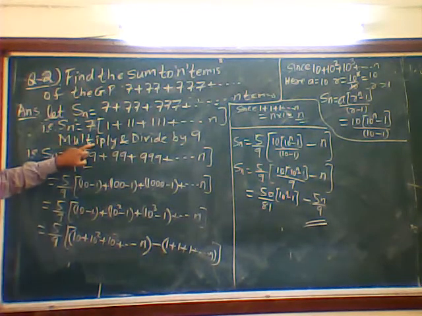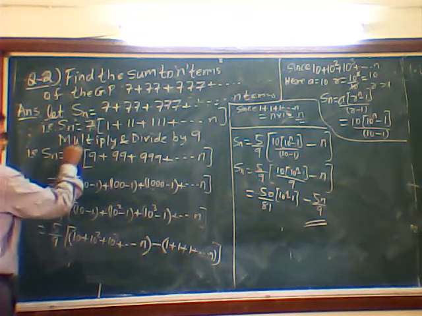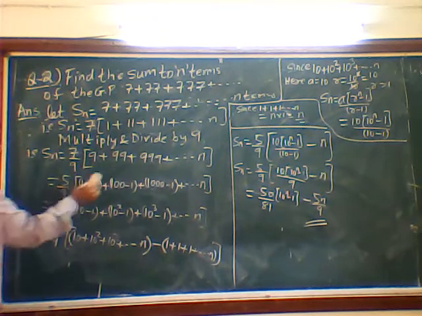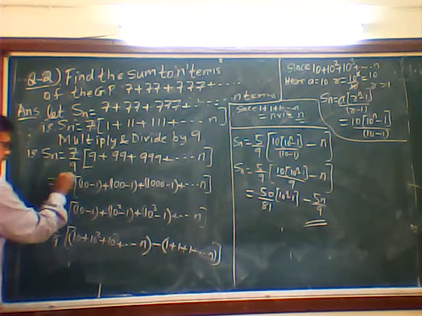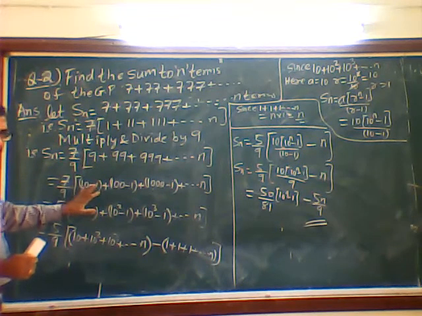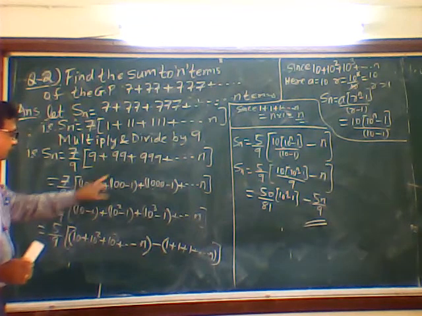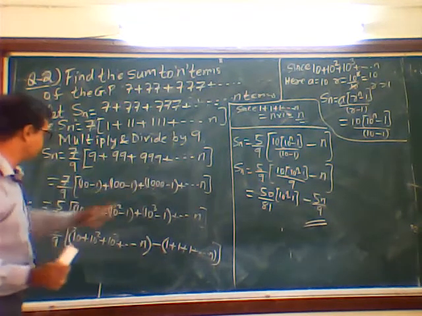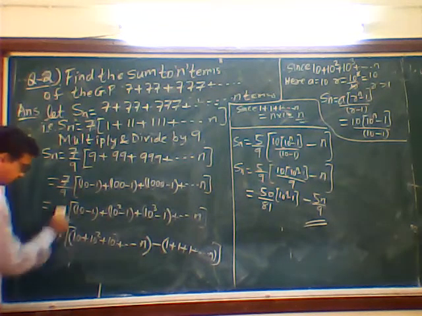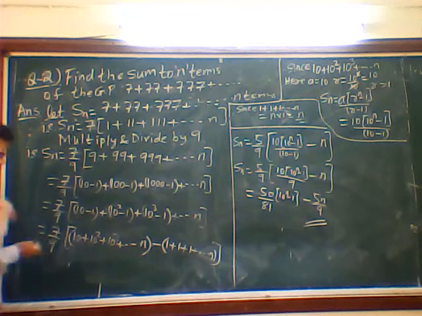Then the same procedure: multiply and divide by 9. So here 7 is divided by 9 and 9 is multiplied. That is what you got. Then next, 9 has been written as 10 minus 1. I said whichever problem it may be, all procedures are the same; only the series will be different. Then 9 is 10 minus 1, 99 is 100 minus 1, 999 is 1000 minus 1. Again this will become 10 square, 10 cube. In the same way, you just have to change here. This will be 7 by 9 outside.